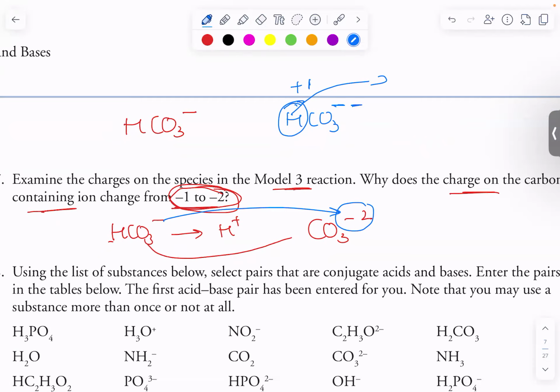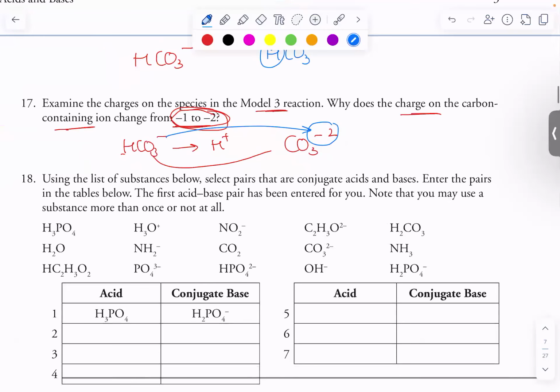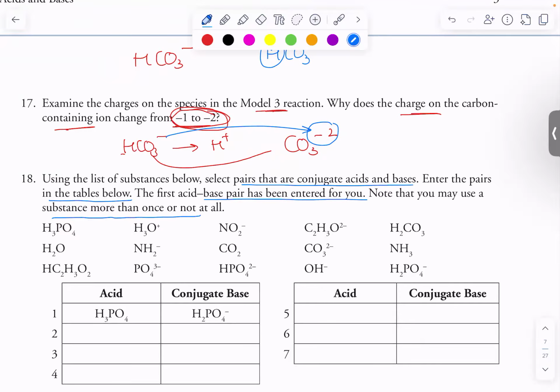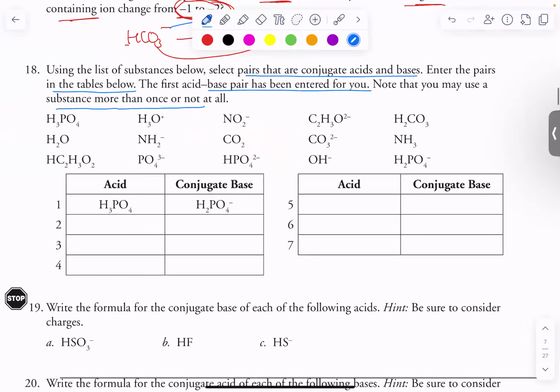Is it clear? Yes, that's clear. All right. Using the list of the substances below, select pairs that are conjugate acid and base. Enter the pairs in the table shown below. The first acid base pair has been entered for you. Note that you may use a substance more than once and not at all. So if the first one is H3PO4, the conjugate base would be H2PO4 minus.